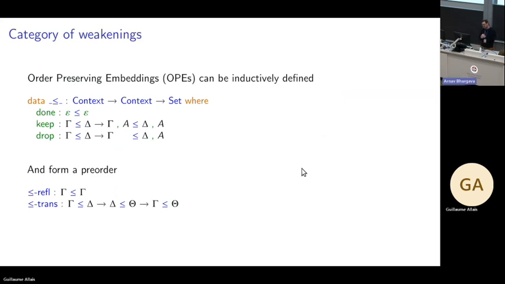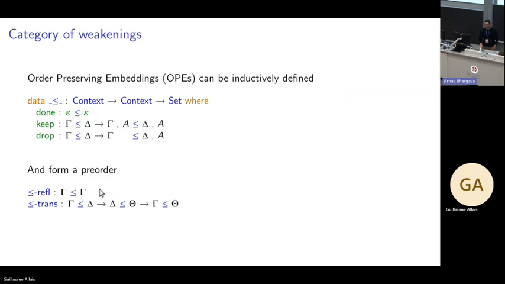And in order to build that, we'll need a bit of machinery. The first thing we need is this notion of order preserving embeddings. It might seem scary, but it's very simple. It's telling you that you can take all the variables in gamma and push them into a bigger context delta in a way that is preserving the order. So if x comes before y in gamma, then it should also come before y in delta. But this can be defined inductively, which is really powerful because then you can inspect these proofs claiming that one context is smaller than the other to do some computations with them.